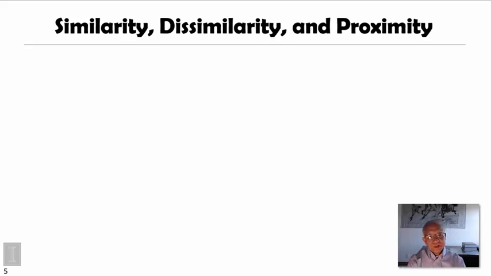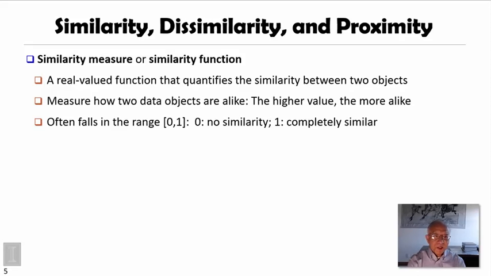For terminologies, people actually want to distinguish quite similar things called similarity measure, dissimilarity measure, or proximity measure. What is similarity measure or similarity function? Usually, a similarity function is a real-valued function to quantify the similarity between two objects. Usually, the higher the value, the more similar. So the value range is 0 to 1. 0 means there's no similarity. 1 means they are completely similar, or identical.